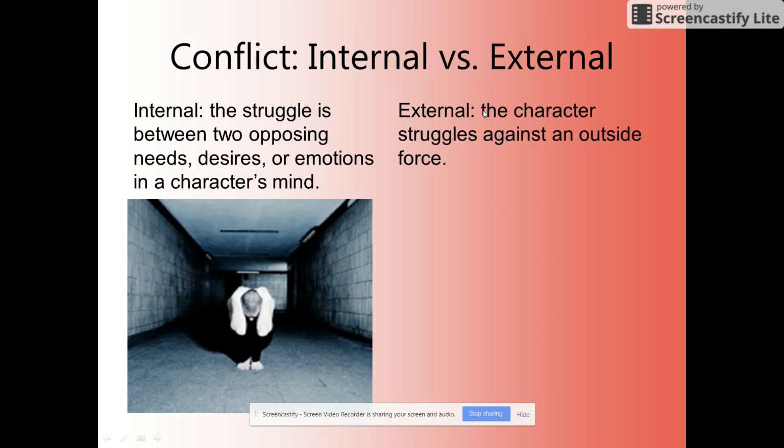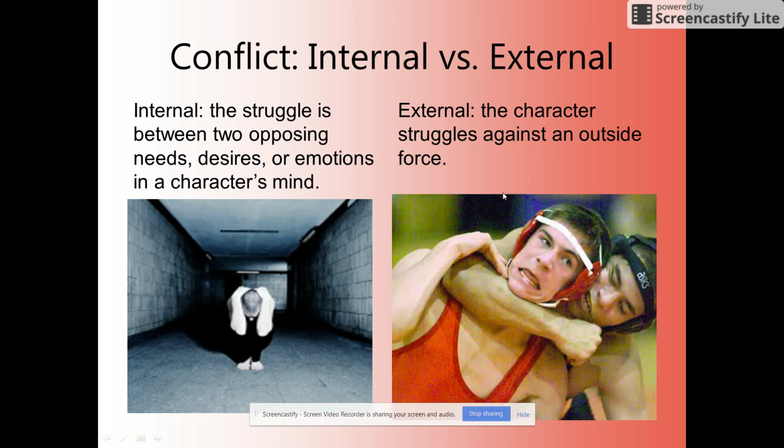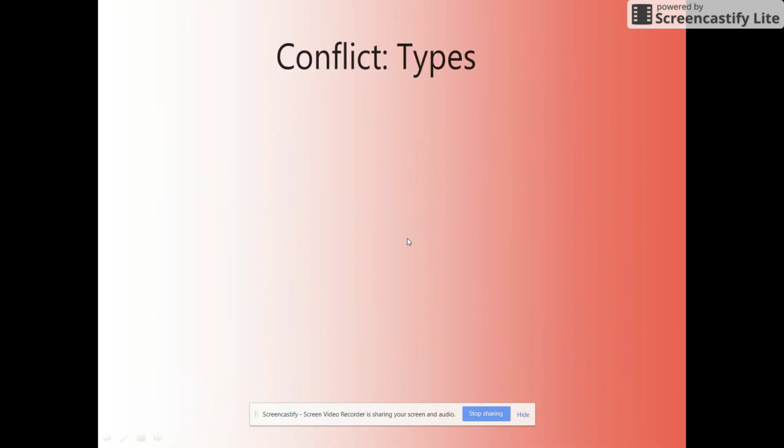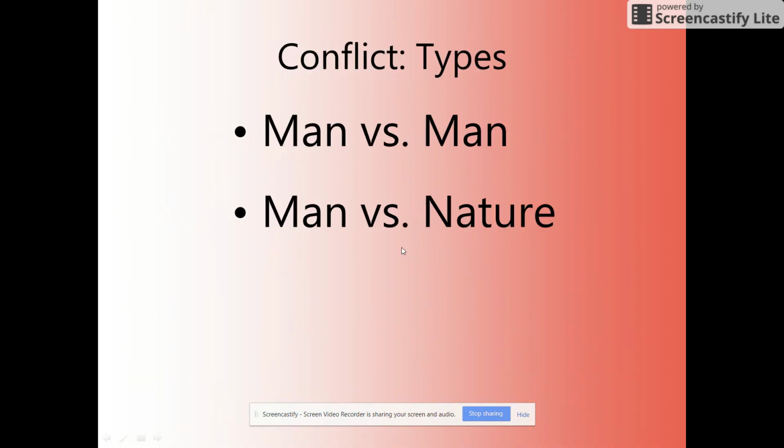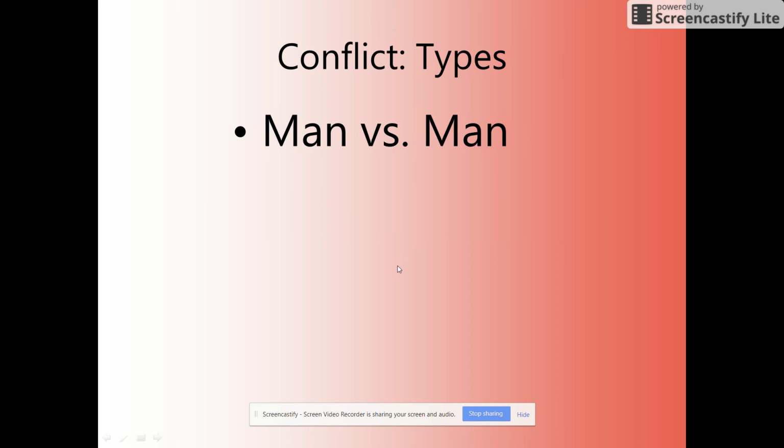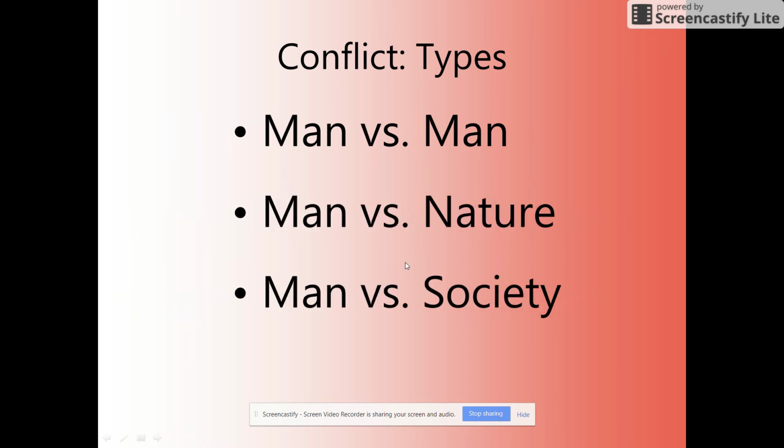An external conflict is when the struggle is outside the main character. So, if some other person is making you look like this, you are having an external conflict. And there are 4 types: man versus man, man versus nature, man versus society, and man versus self. I know you've probably learned a few other ones, but these are the main 4 types that you're going to be talking about until college.